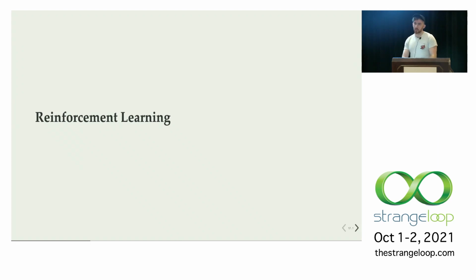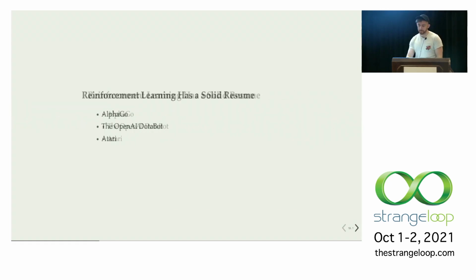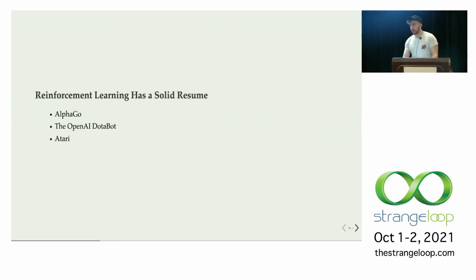And during that time in grad school is when I was more formally introduced to reinforcement learning. So reinforcement learning is a field of machine learning, a little different from supervised or unsupervised learning, and it involves focusing on agents, agents that can interact with their environment through different actions. And what they're doing when they interact with this environment is they're trying to maximize a reward signal. It's got a great resume.